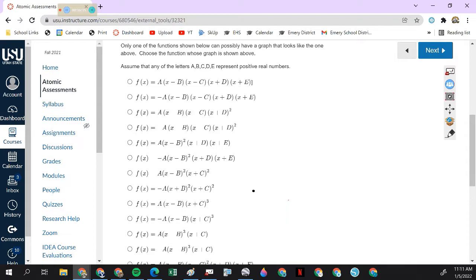So could it be the second one? No, because we don't have any duplicate factors. Could it be the third one? No, there are 2 things wrong with the third one. What's wrong with it? The a is positive, and b and c would need to be positive, and d would need to be negative.